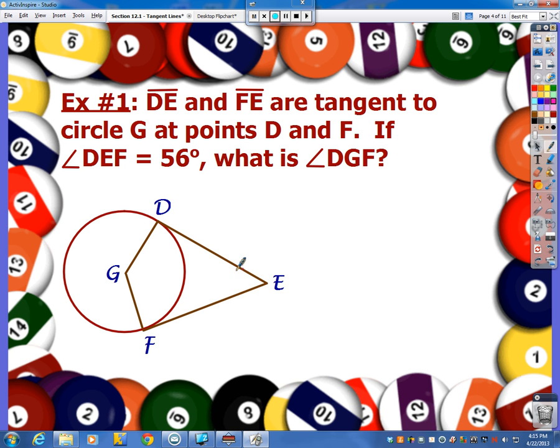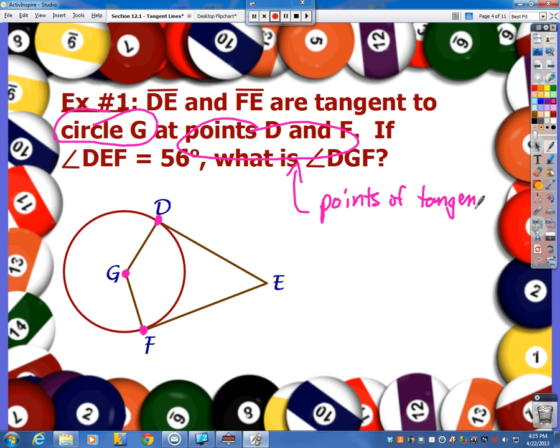So let's look at an example here. DE and FE are tangent to circle G, and we identify the circle by its center. So this is circle G here, at points D and F. So D and F are what we call points of tangency. You might hear that referred to as. Okay, so DE is tangent to circle G at point D, and EF or FE is tangent to circle G at point F. If angle DEF is 56 degrees, what is angle DGF?